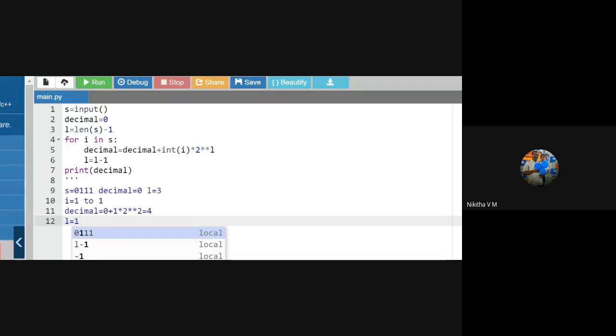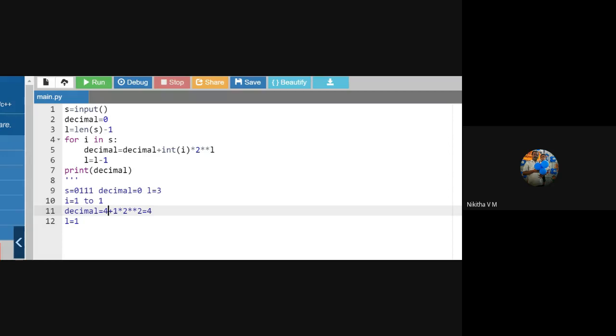Okay, coming back to the next iteration, decimal value is 4 now. Int of I is 1 only, into 2 to the power of 1. Okay, 2 into 1 is 2. 2 to the power of 1 is 2. 4 plus 2 is 6. Now this becomes 0. Again it is 1. Next, last iteration this is.